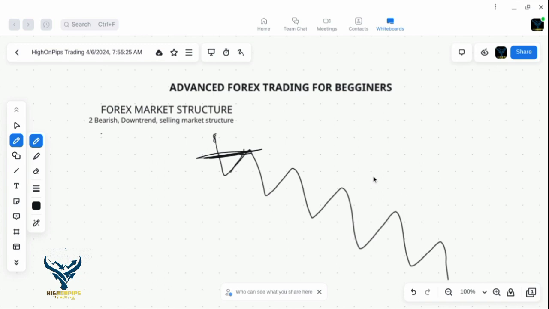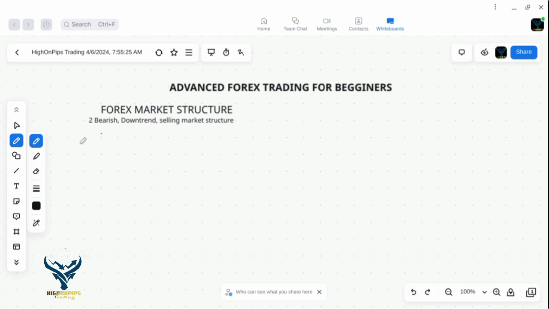There are factors that determine areas of supply and demand over here where the market finds support, such that you will know that once the market gets to this point, there's a certain scenario here that is going to make this a stronger resistance or support area. Okay, so this is a bearish or downtrend selling market structure, right? So now let's move to the third one.